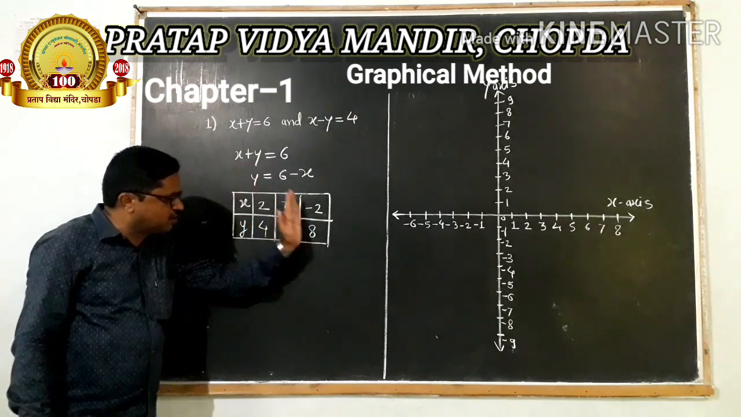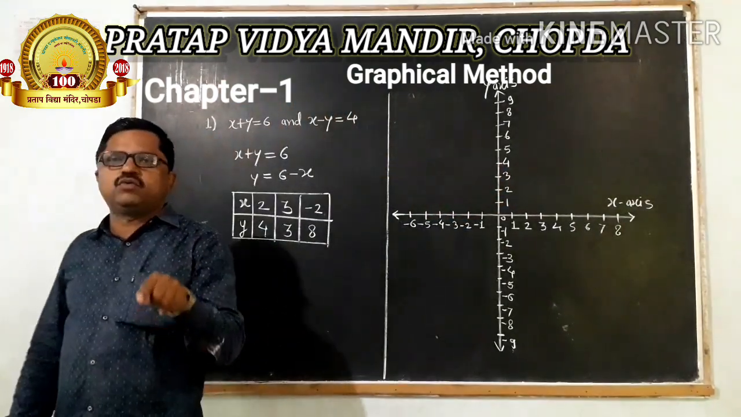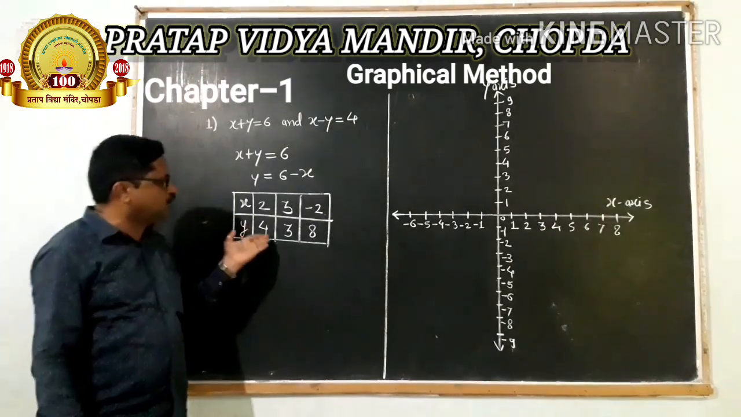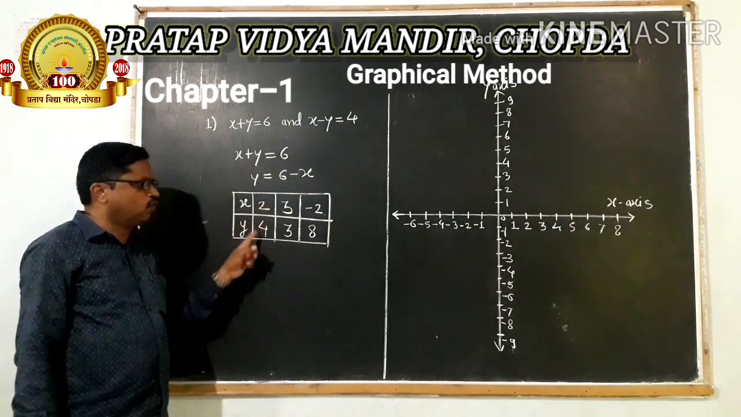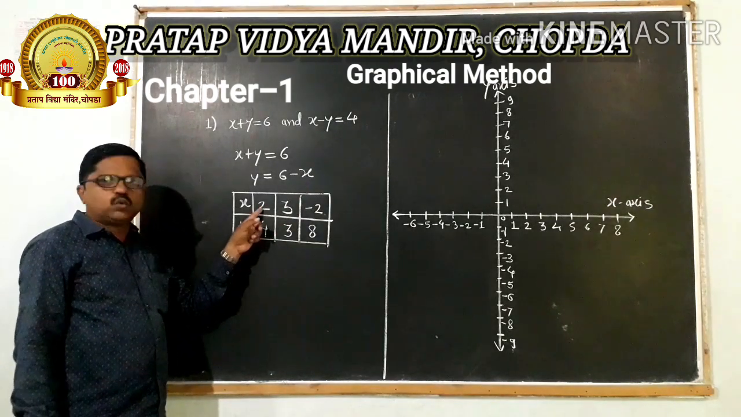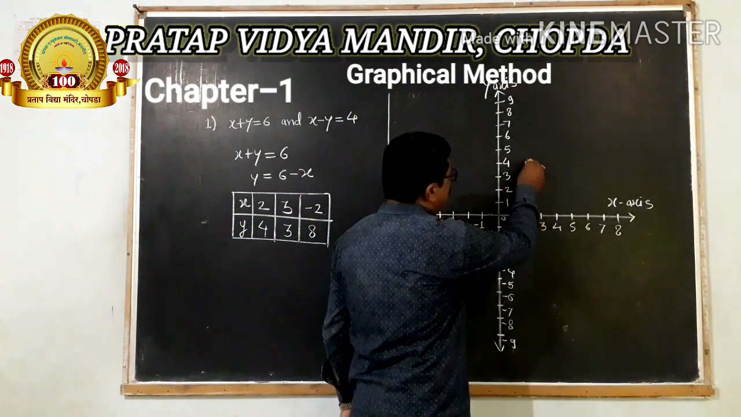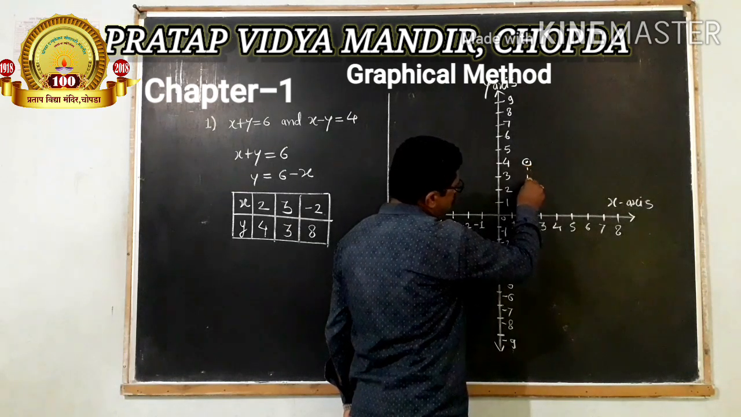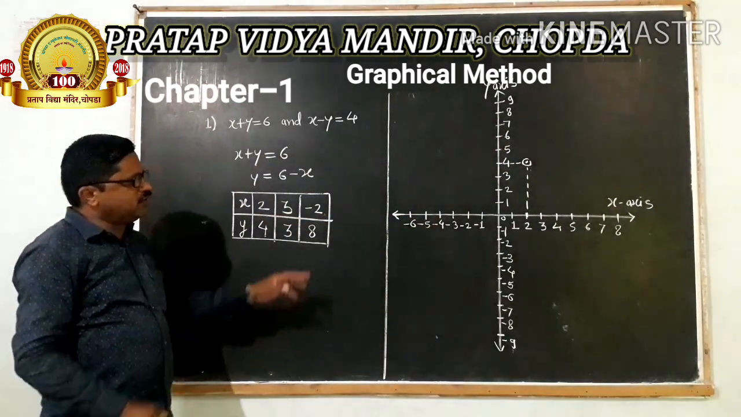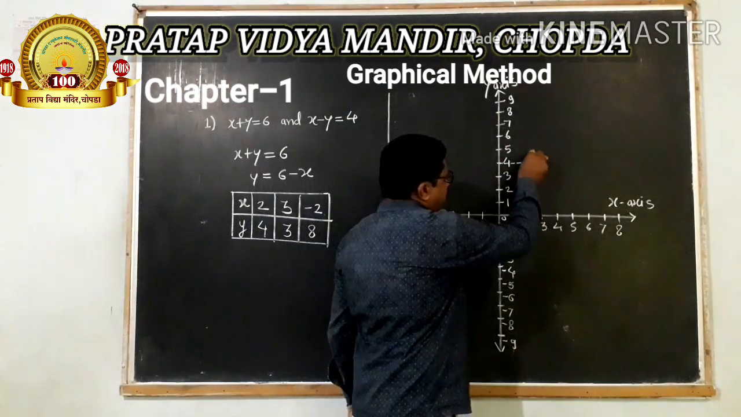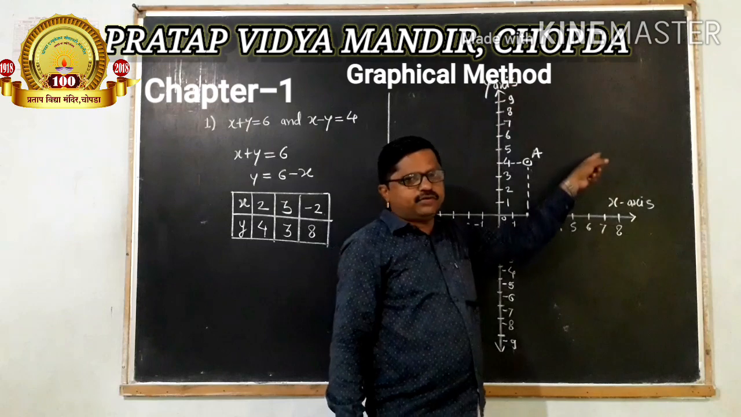Then by using these 3 points on this graph, you can prepare the line of the given equation. Then how do we take these points on the graph? What is the first point and its coordinates? 2, 4. 2 means positive 2. It will be on the x-axis. 2 on the x-axis and 4 on the y-axis. This is point A and its place is in the first quadrant on the graph paper.